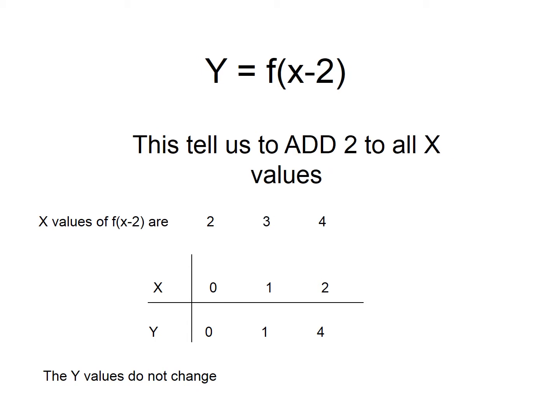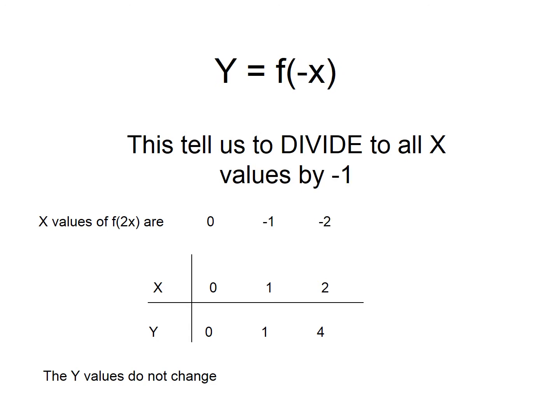Similarly, if we have f in the brackets x minus 2, this is telling us to add 2 to all of our x values. So add 2 to all the values, then off we go. f of minus x, this is the only one that vaguely does what you'd expect because it makes all the x values negative. But how we do it is actually dividing all the x values by minus 1. And this is a reflection in the y-axis.